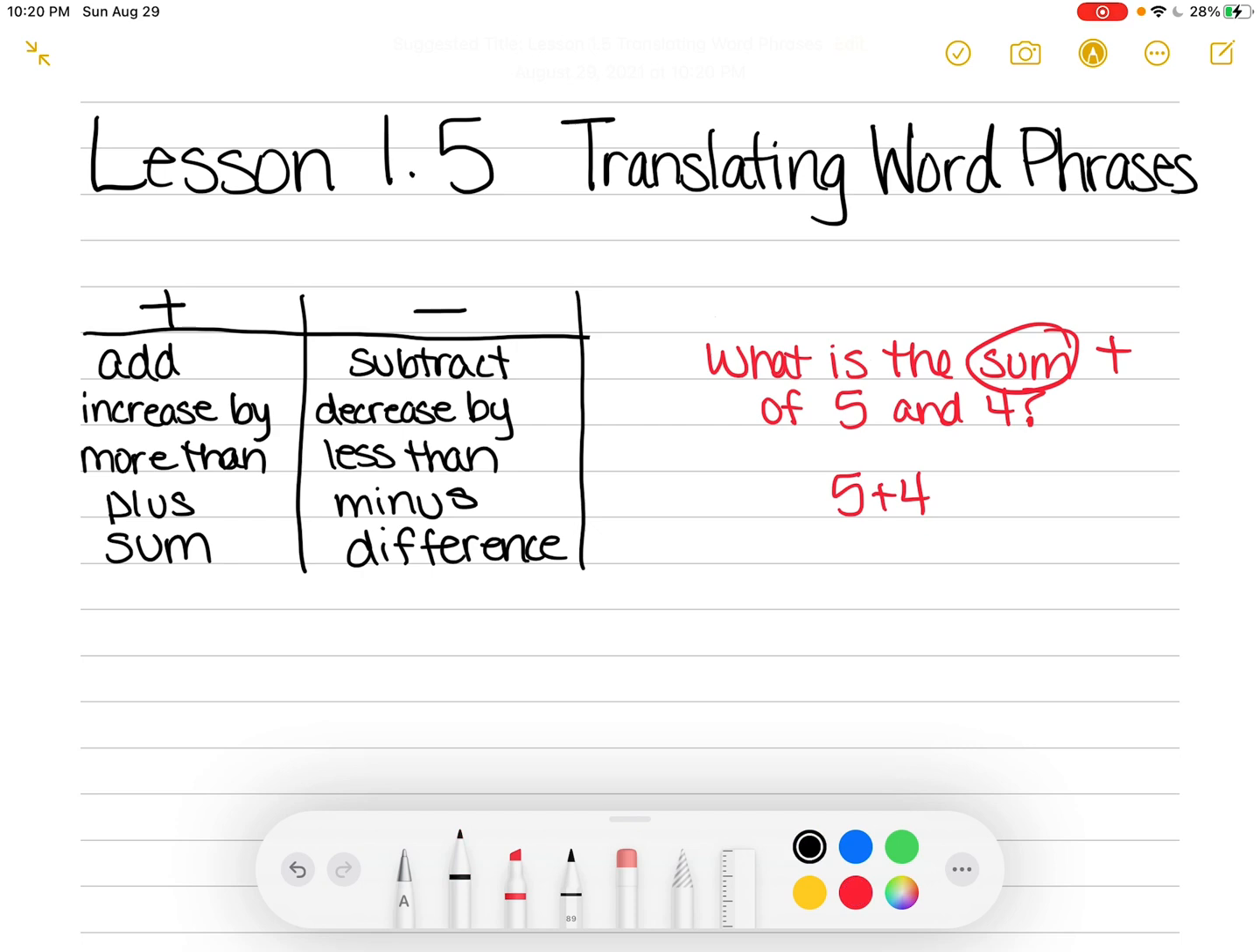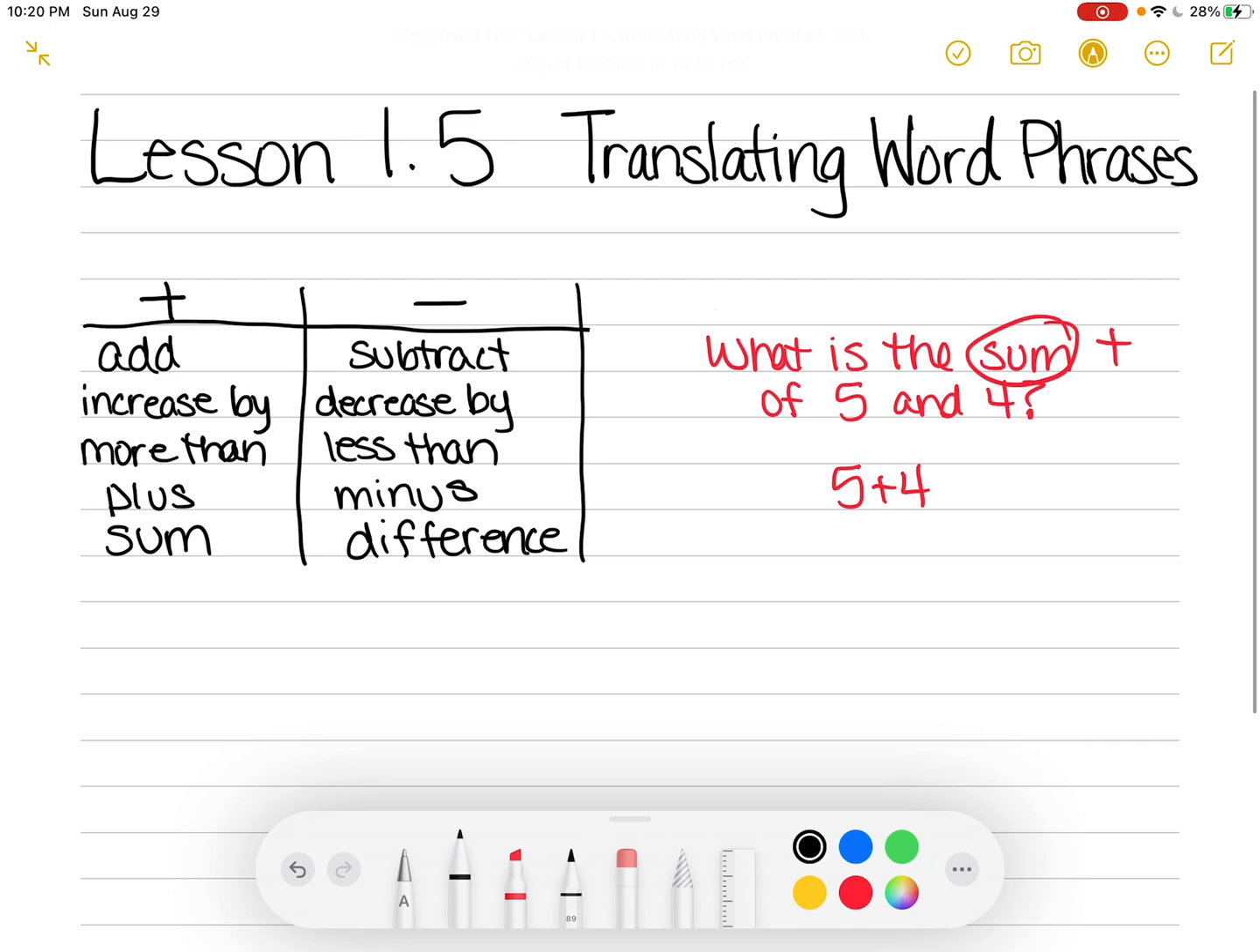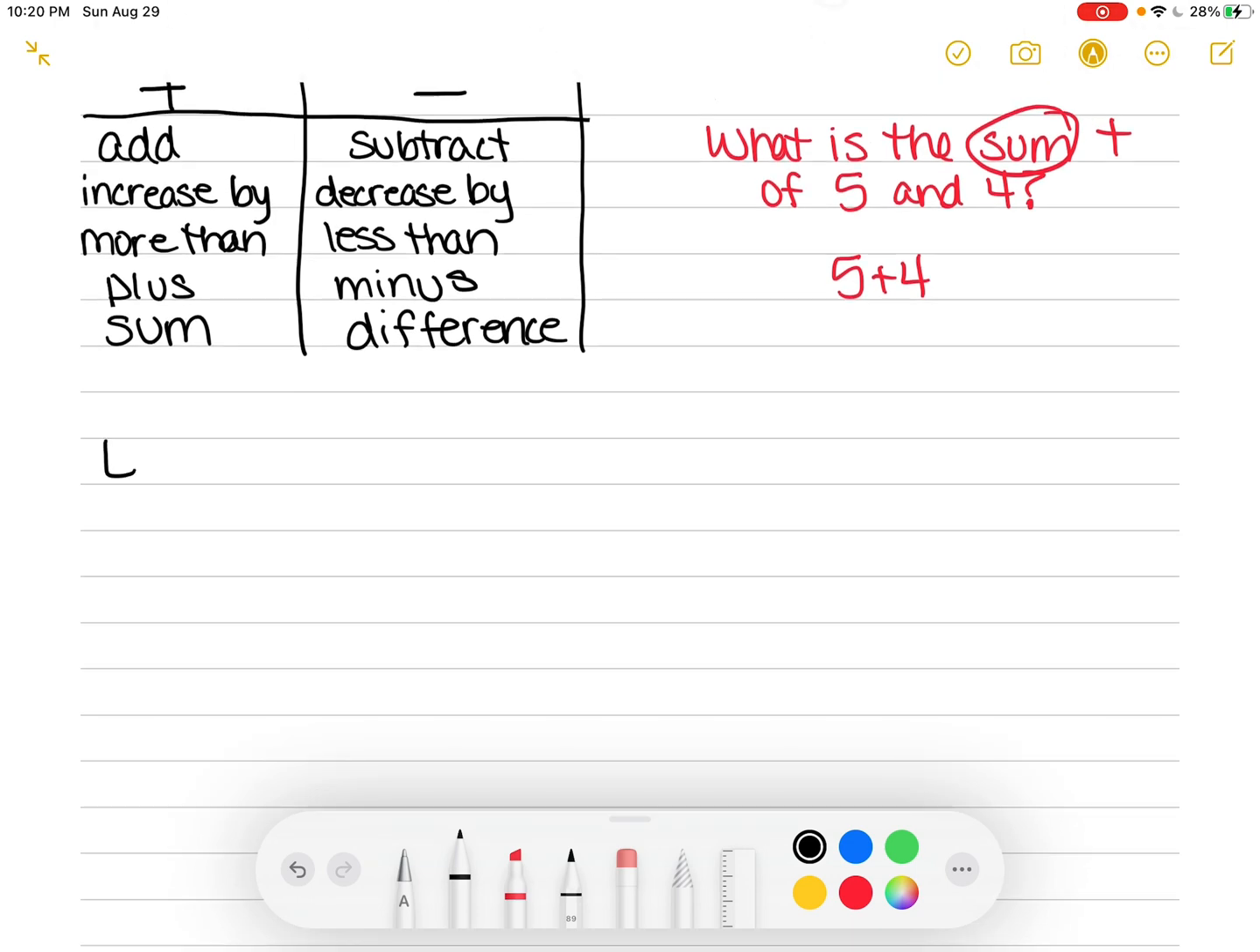Okay, so let's go through and do a couple of examples of what you're going to be doing today. So we're translating word phrases. So example 1 would be if you saw this word phrase, 9 decreased by 5, how would I write that in a math problem? So the way I would write that, because it's decreased by, and that's right here, right? So that means I'm going to subtract, then I would write 9 minus 5. And that's all we're going to be doing today, is changing that into a math problem.